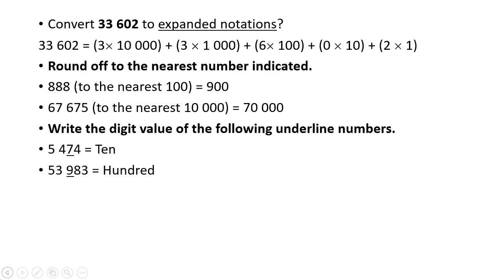The next one is 53,683, and then they underline, for example, 9. Now 9 is at the place of 100, so your answer will be 100.